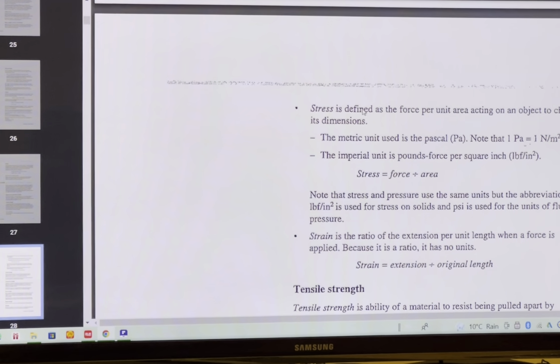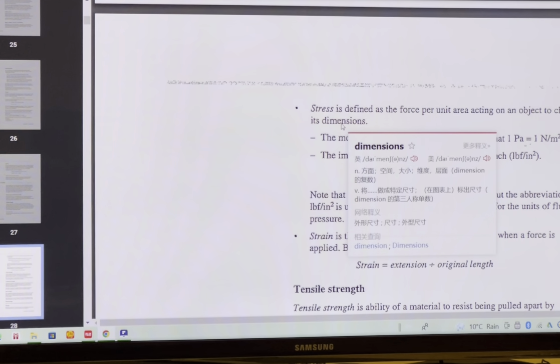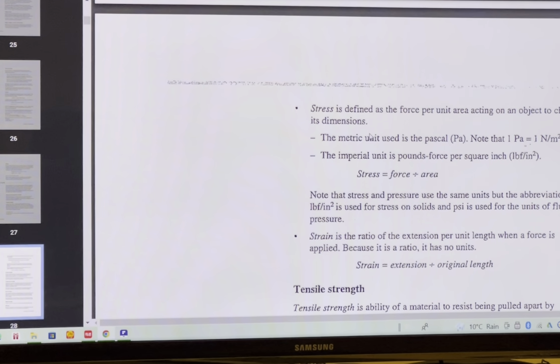Stress, remember, is defined as the force per unit area acting on an object to change its dimensions. The metric unit used is the Pascal. Remember, one Pascal means one Newton per square meter. The imperial unit is pound force per square inch.